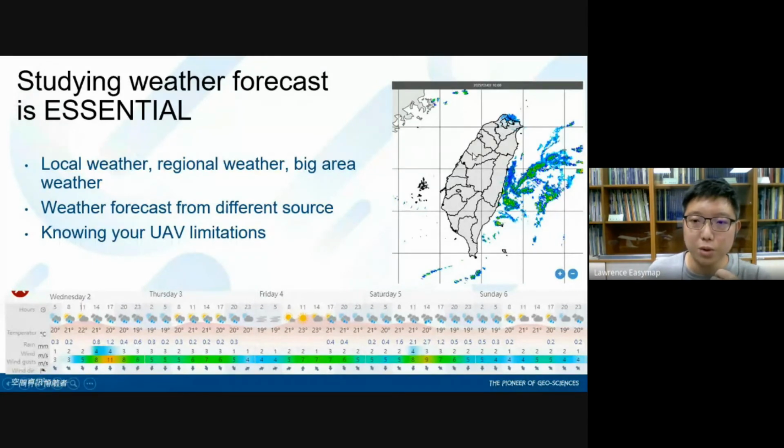And sometimes I will also consider the weather from other outside websites, so I can have a bigger picture of what's going on with the weather. And very importantly, you need to know about your UAV limitation. So how fast can my UAV fly? If my UAV can fly, let's say, 20 meters per second, I need to compare that with the wind speed in the weather forecast to see whether my UAV can operate in such weather conditions. So knowing your UAV limitation is very important.